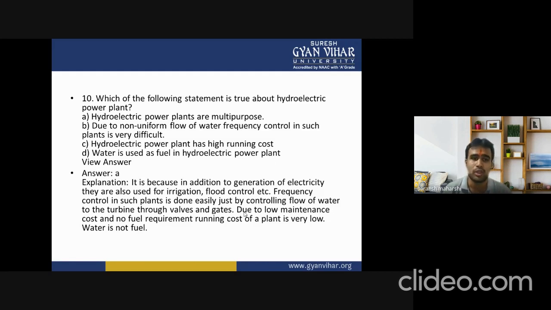So the correct answer is option A, hydroelectric power plants are multipurpose, because in addition to generation of electricity, they are also used for irrigation, flood control, etc. Frequency control in such plants is done easily just by controlling flow of water to the turbine through valves and gates. Due to low maintenance cost and no fuel requirements, running cost of a plant is very low. Water is not a fuel.